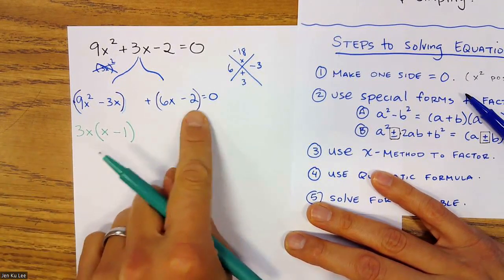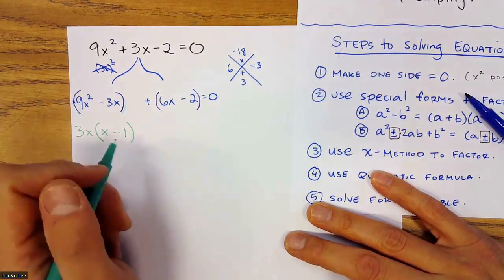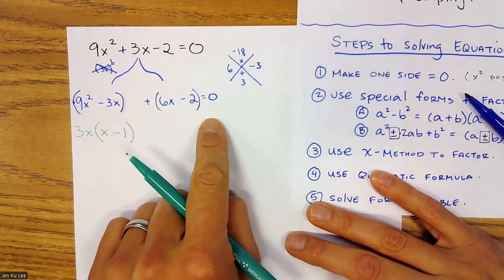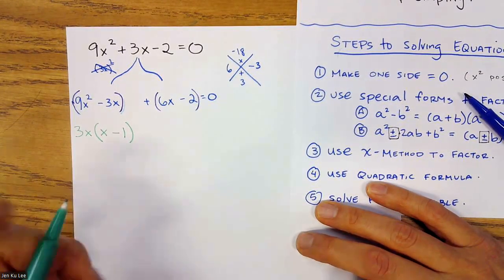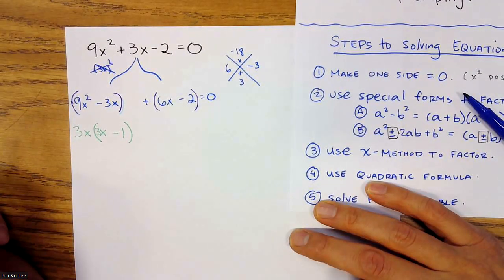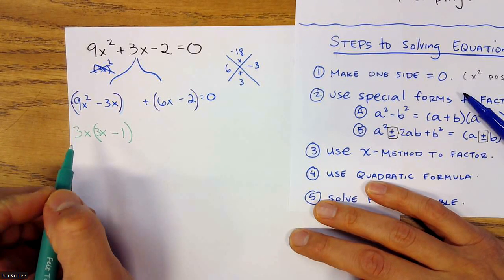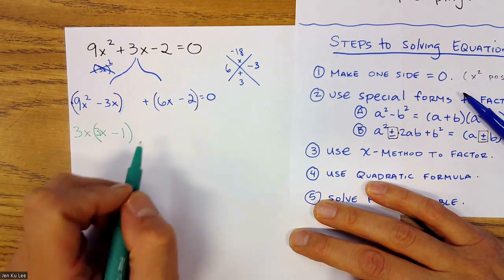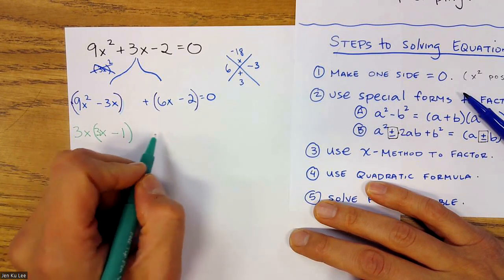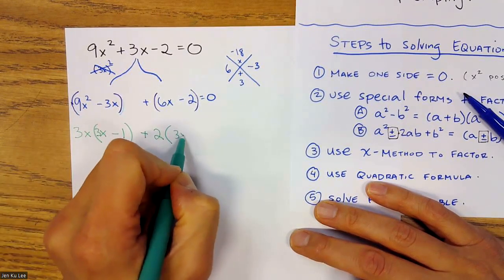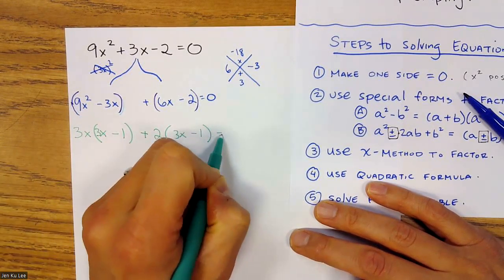What's in common between a 6x and a negative 2? 2, right? Oh no, 3. 3x squared, or 3x minus 1. A 6x and a 2, you can take out a 2. So we get a 3x minus 1 again equals 0.